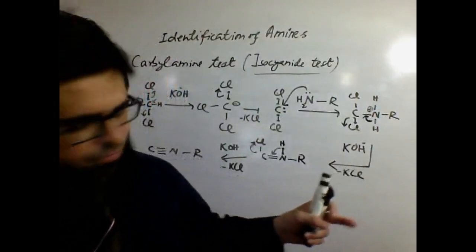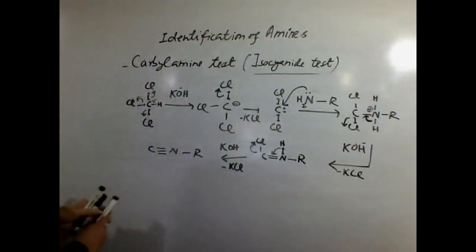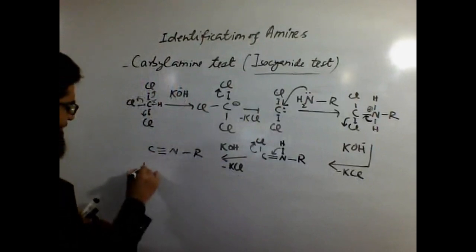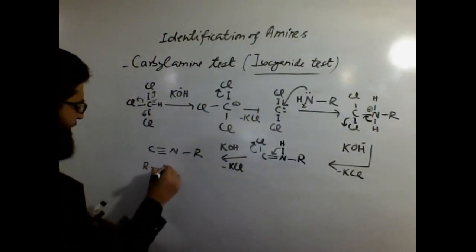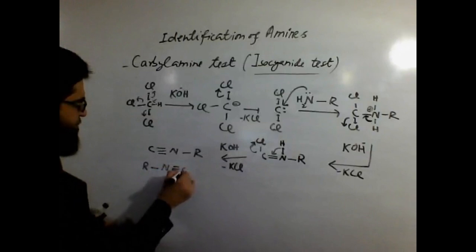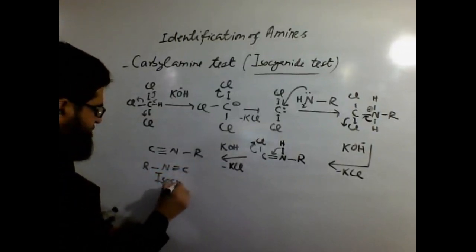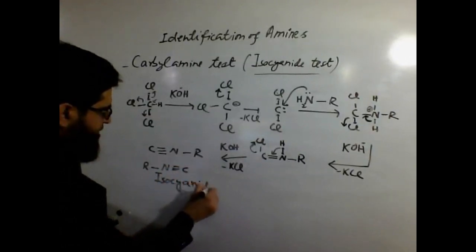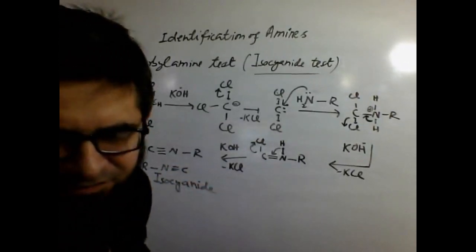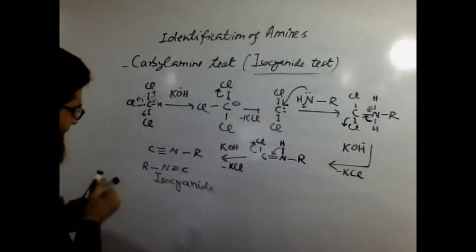So this is how the product will look. You may write it this way. You can write R and triple bond C. So this will be called an isocyanide.